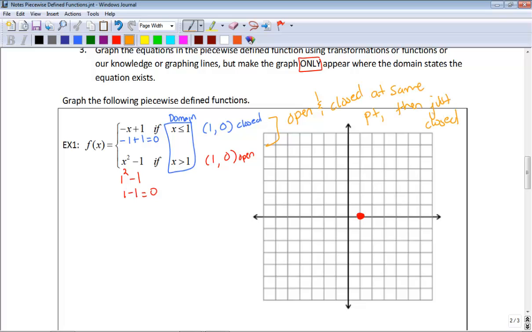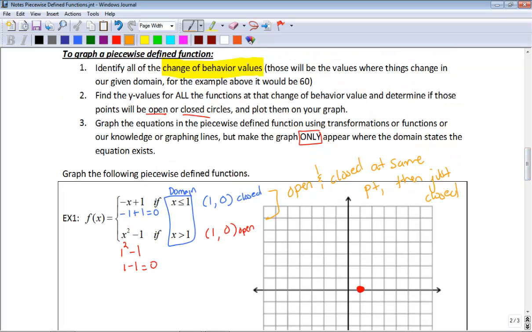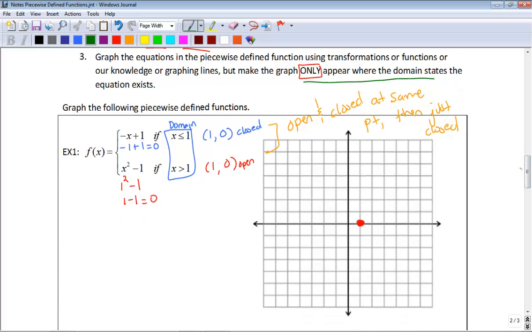So it just happened to be that we get the same value in the top function for 1 that we do in the bottom function for 1. And if that's the case, and one's closed and one's open, you just stay as closed. Okay, so that was step 1. Again, we identified the change of behavior value. In step 2, we found all the y values and put them on here with open or closed circles. Step 3 says to graph each equation, but only graph it where it appears. So only graph it in its specified domain. So let's look at the two equations that we have.